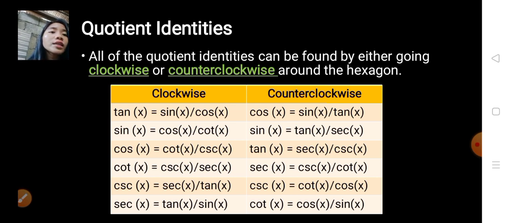Then for counterclockwise, we have cos x is equal to sine x over tangent x. Then sine x is equal to tan x over secant x. Then tan x is equal to secant x over cosecant x. Then secant x is equal to cosecant x over cotangent x. Then cosecant x is equal to cotangent x over cosine. Then cot x is equal to cosine x over sine x.